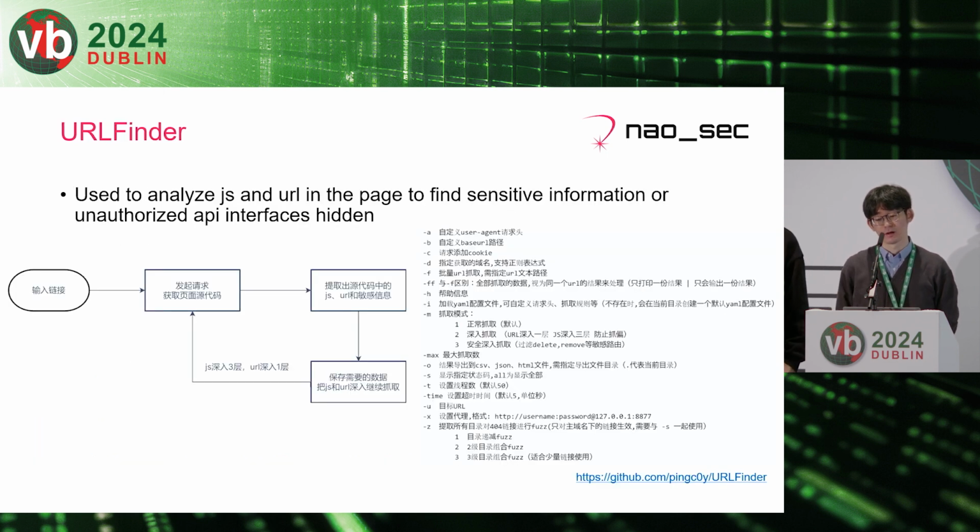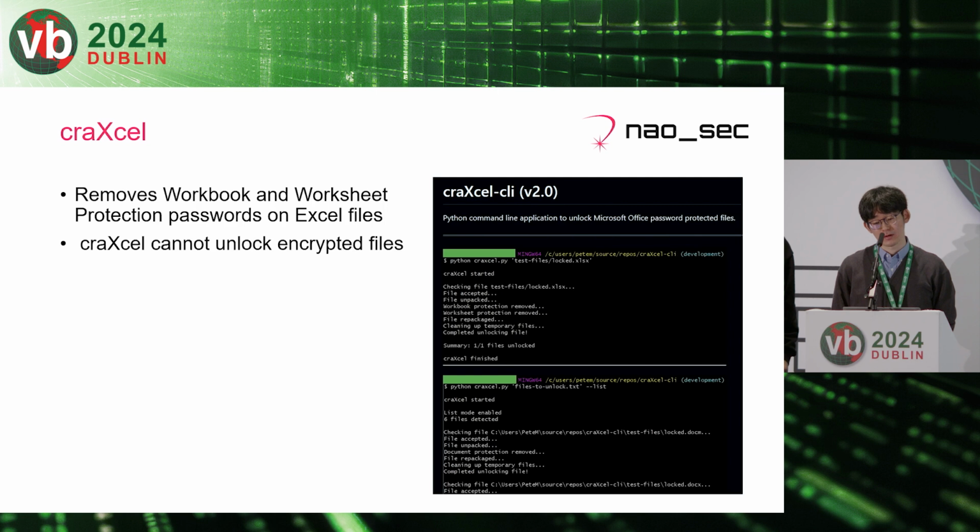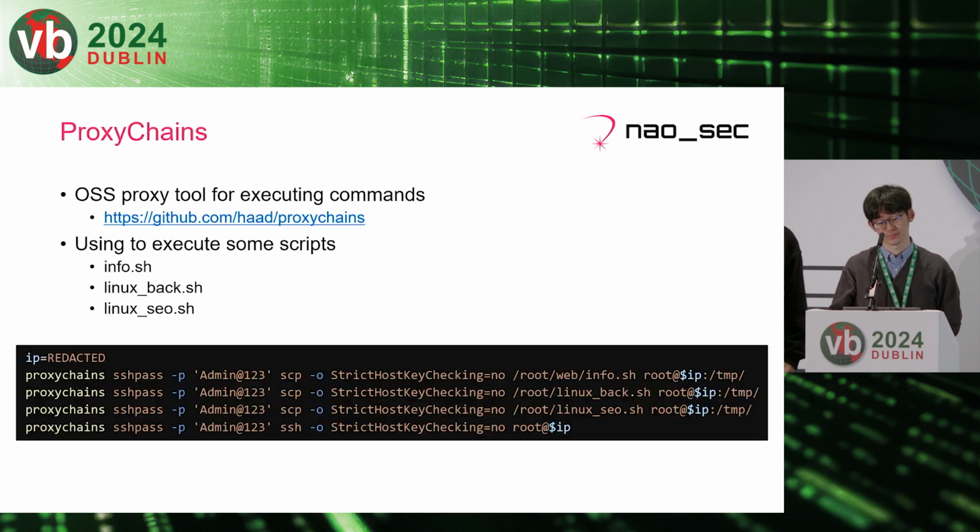URL Finder is an open source tool. IcePeony used it to investigate targeted websites. CrackCell is an open source tool for unlocking password-protected Microsoft Office files. The attacker used it to unlock Excel files. Proxychains is an open source proxy tool. The attacker used Proxychains to run script files on victim hosts.